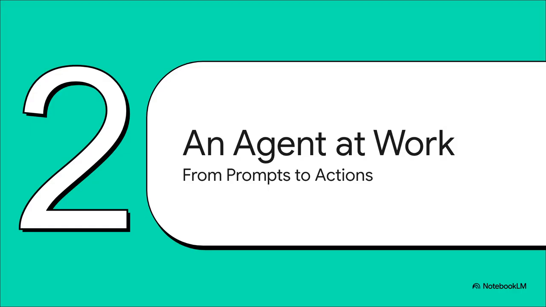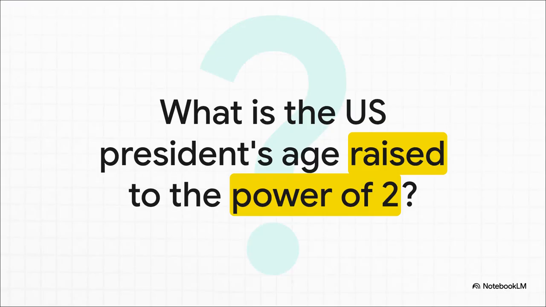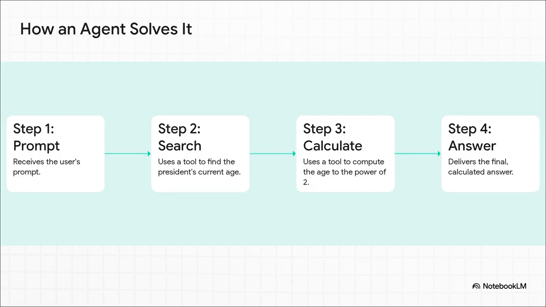Now, I know that can sound a little abstract, so let's make it super concrete. Let's walk through a perfect real-world example of an agent taking a tricky prompt and turning it into a series of actions. Okay, so look at this question. A normal LLM, it just can't answer this. Why? Because it's actually two separate problems smashed together. First, you have to find a real-time fact, the president's current age. And then you have to do math. To do that, it needs tools. And here's how an agent just demolishes this problem.